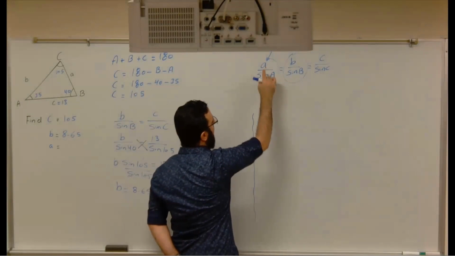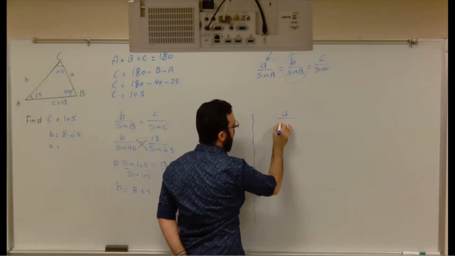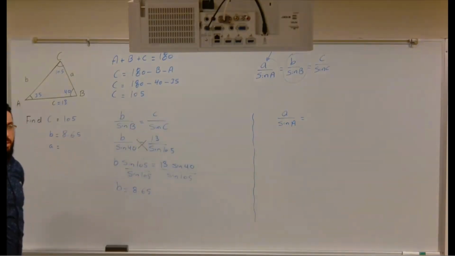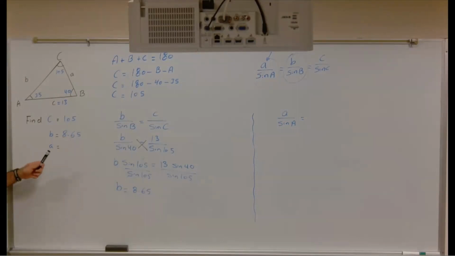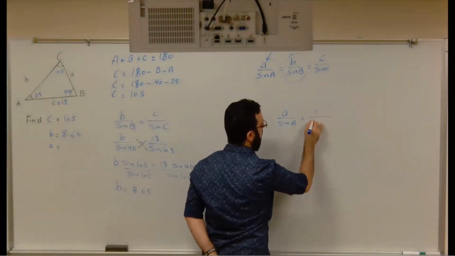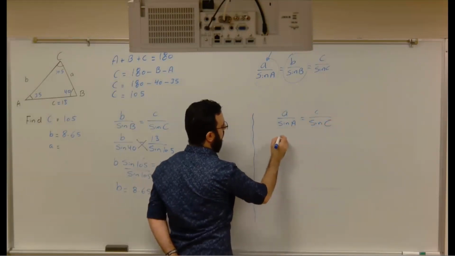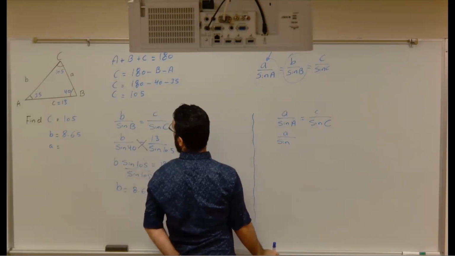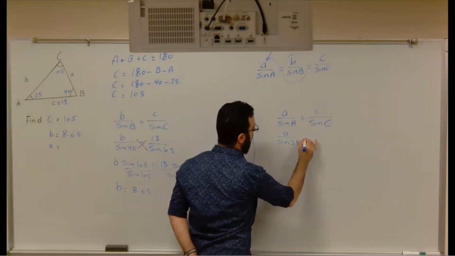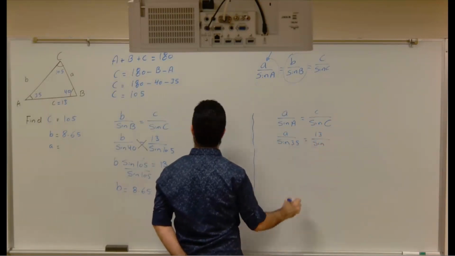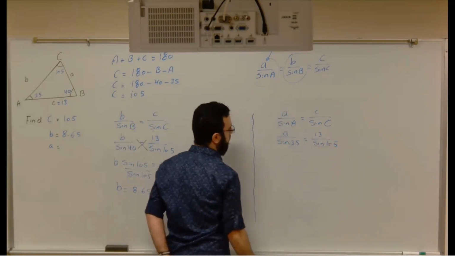Next step, we need to find the side A. I need to find the side A. That means I have to write down A over sine A. Which one you want to use? You want to use A, you want to use B or C? C, okay, let's use C. So it's going to be C over sine C. A over sine angle A is 35. Equal. C is 13. Sine angle C is 105.